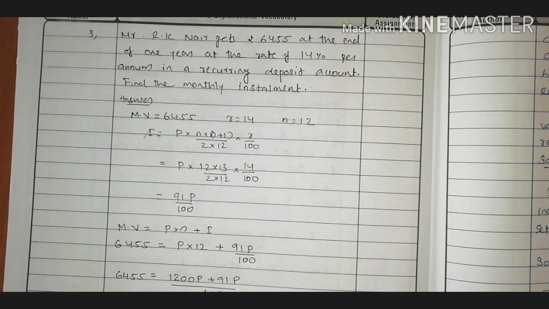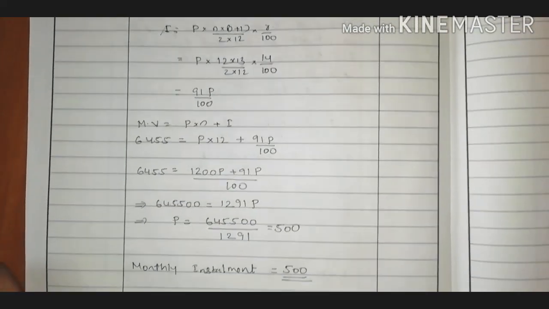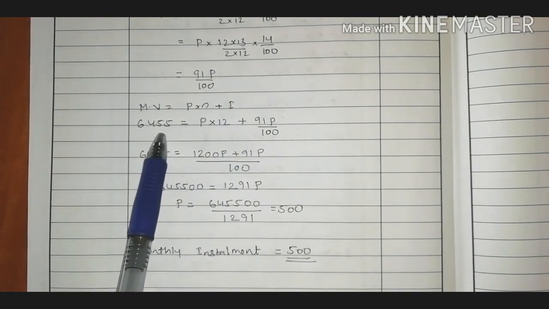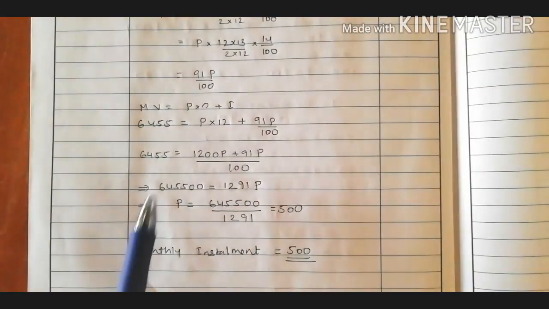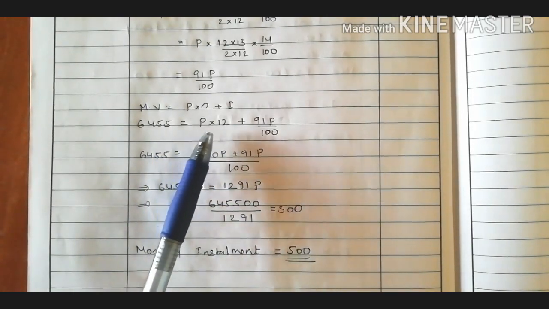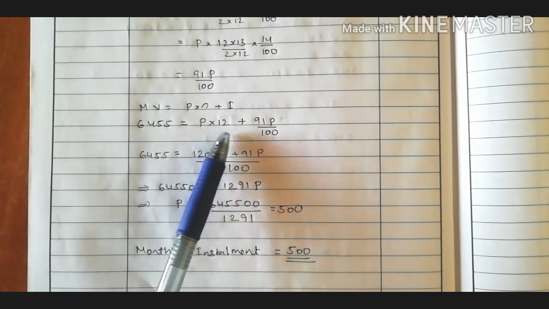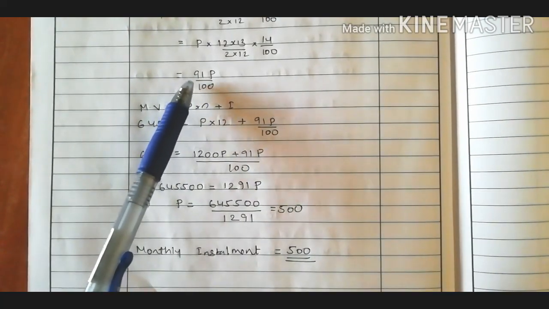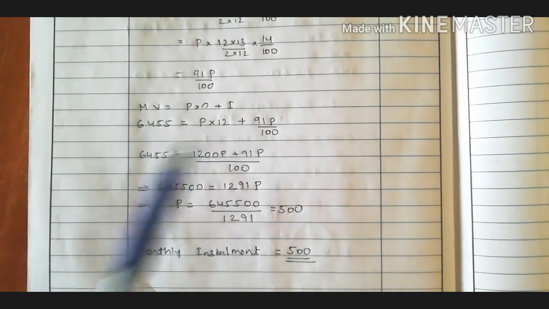And after that, here the maturity value is given, so we will apply these things into that formula. Here the formula is maturity value is equal to P into N plus I. We know the maturity value is given in the question, that is 6,455, and that is equal to P into 12. P we don't know, that is the thing we have to find out, and N is 12. So P into 12 plus interest, which we have already got in terms of P, 91P divided by 100. So we are writing P into 12 plus 91P divided by 100.